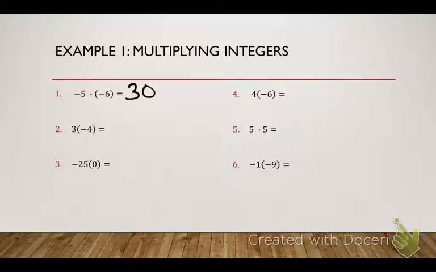What would it be? Just tell me. Negative 12. Negative 12. Why is my answer negative? Because there's only 1 negative. What about number 3? Oh, sorry. 0. Negative 20.